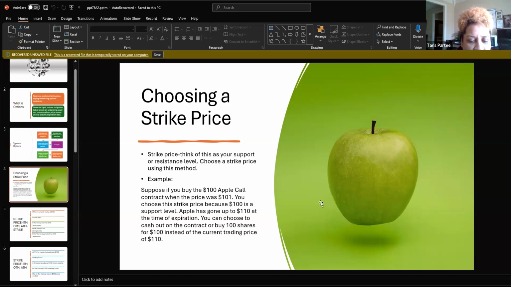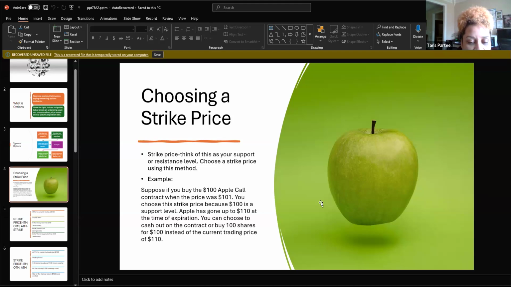But suppose you buy the $100 call and the price of Apple is trading at $101. You're going to choose the strike price of $100, because it is the support level. So that's my secret. I trade whatever that support level or resistance level is. That's what I want my strike price to be.